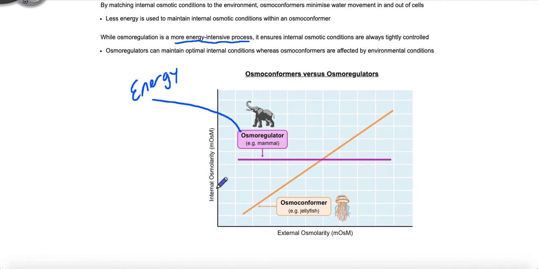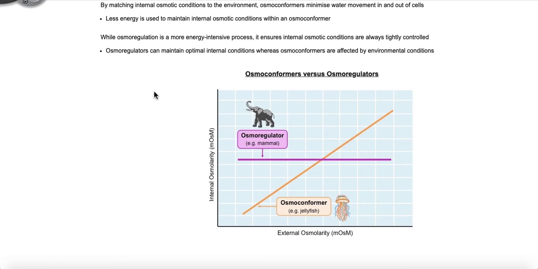Here we see on the y-axis the internal osmolarity, on the x-axis the external osmolarity. Notice that an osmoconformer, like a jellyfish, is going to change its osmolarity according to the environment, whereas the osmoregulator, for example, the mammal, is going to keep its osmolarity constant despite any changes in the external osmolarity of the environment.